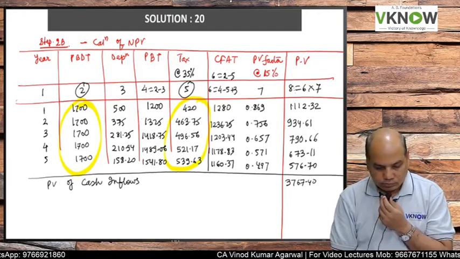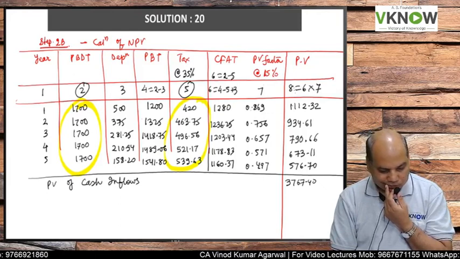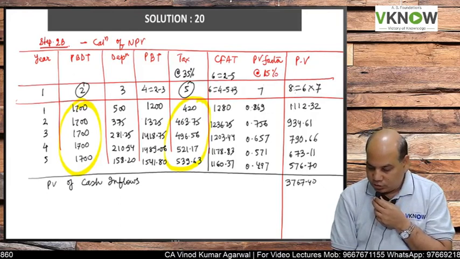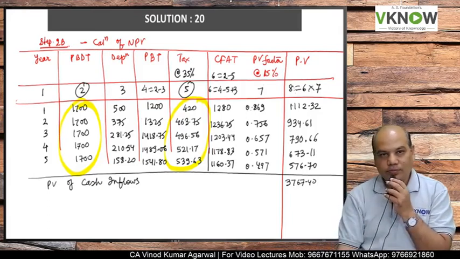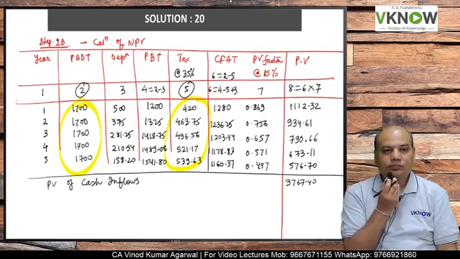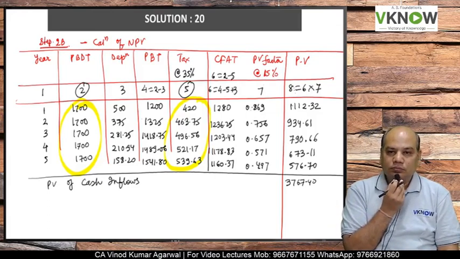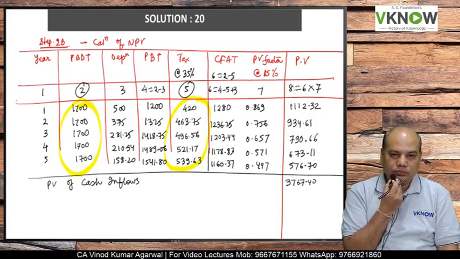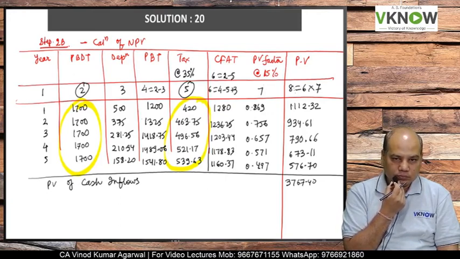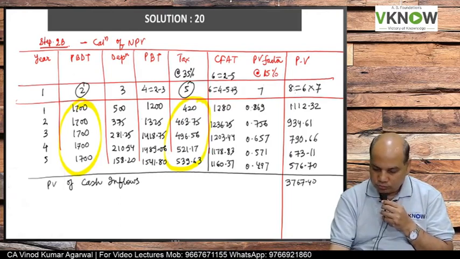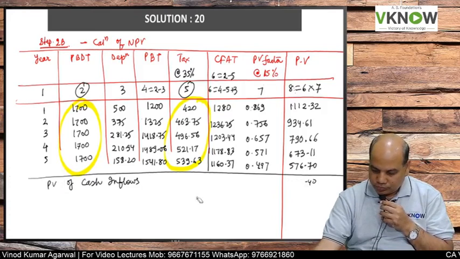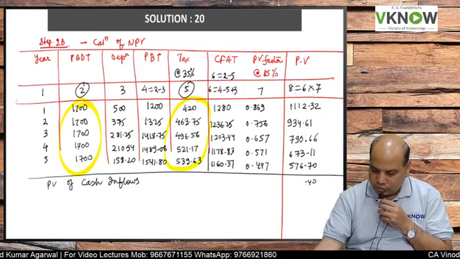Kindly check the total again. I can't take the responsibility for mistakes in total. 4087.4.